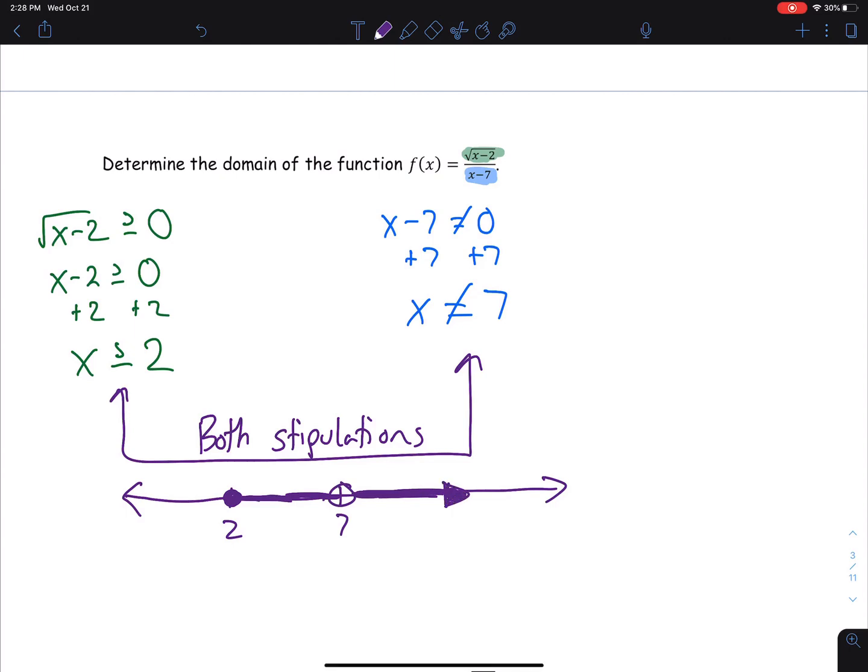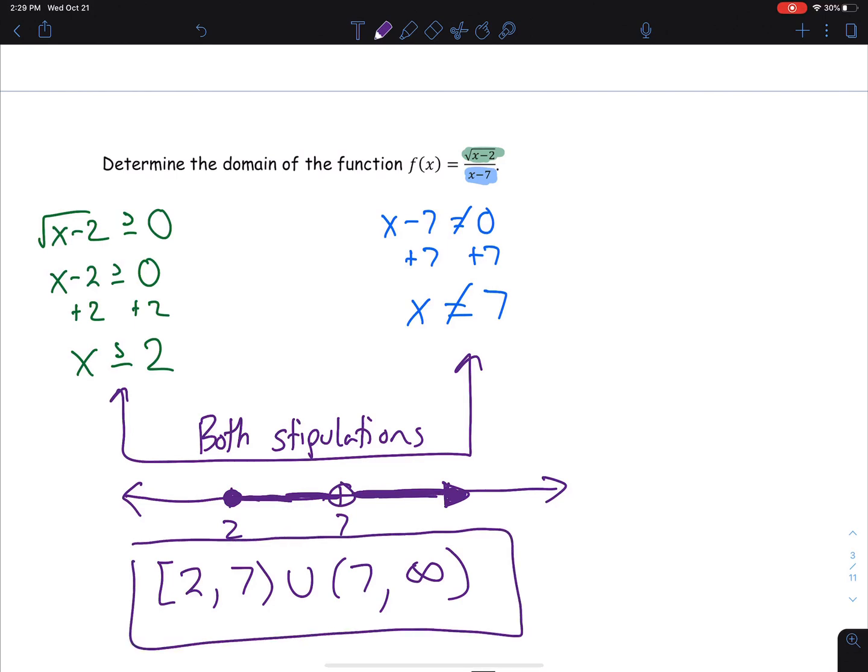So our domain is going to be, and I'm going to write this in interval notation. You could also write it out with words if you want to. It starts at 2, and then, wait, we can't have 7, or else it's going to be undefined, and there's no point there on the graph. So then we skip around 7, and it'll be from 7 to infinity. Check your brackets, check your parentheses on that, and that would be our domain.